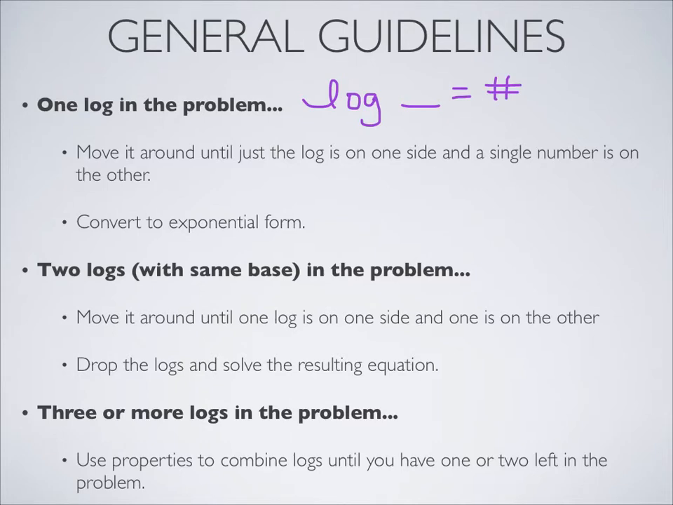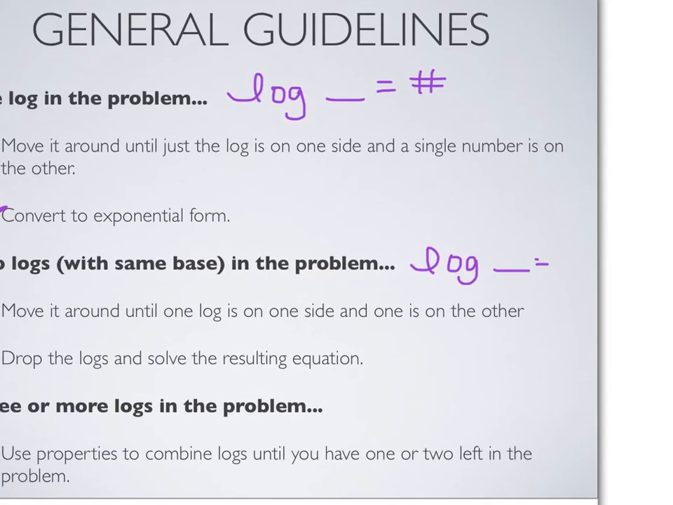And those are the ones where you typically want to clear everything else out around it, get rid of any extra numbers that are there, and then once you have log equal to a number, just that, you can convert to exponential form. If you have two logs in the problem, you want to make it say log of blank equals log of blank, okay? And then once you have it set up like that, you know that these two quantities have to be equal to each other, so you can drop the logs off and just solve from there.